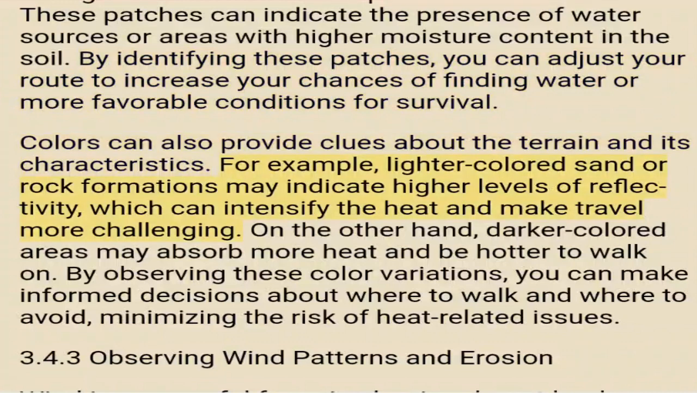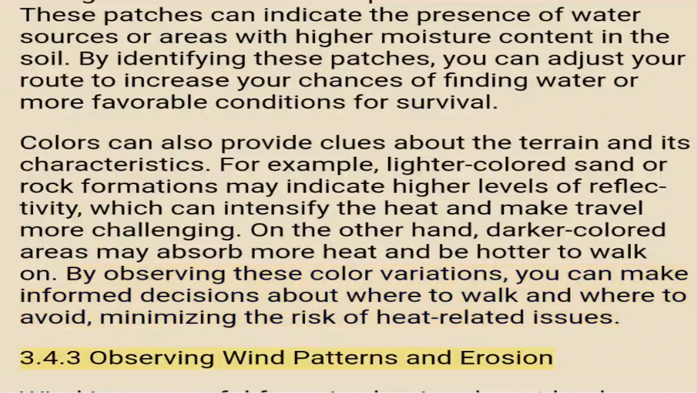Colors can also provide clues about the terrain and its characteristics. For example, lighter colored sand or rock formations may indicate higher levels of reflectivity, which can intensify the heat and make travel more challenging. On the other hand, darker colored areas may absorb more heat and be hotter to walk on. By observing these color variations, you can make informed decisions about where to walk and where to avoid, minimizing the risk of heat-related issues.